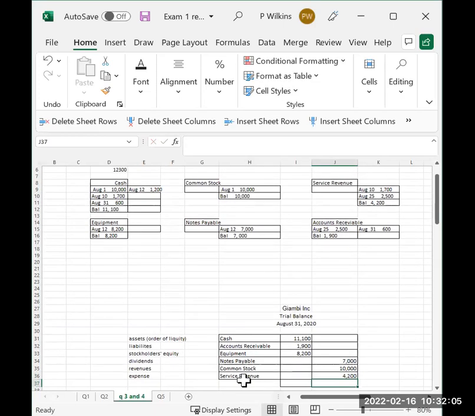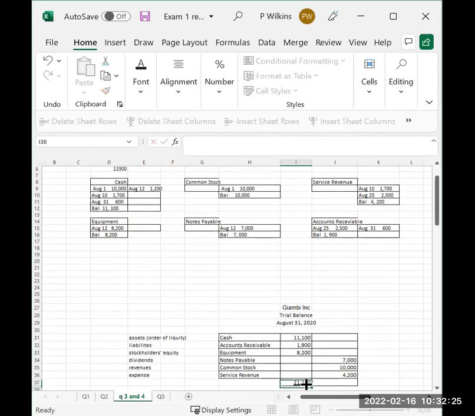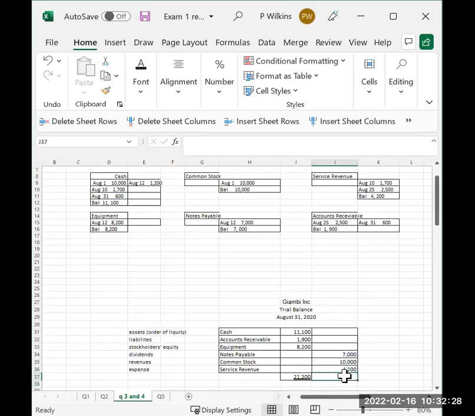Okay. We would then list expenses, but we don't have any expenses listed here, which in the real world doesn't usually happen. But there are no expenses in this problem, so then we would just total. We would total the debit column and the credit column. So we have 11,100 plus 1,900 plus 8,200. That comes to 21,200. And then for the credit column, we have 7,000 plus 10,000 plus 4,200. That comes to 21,200. So our debit and our credit columns match, and that's what we want them to do. We want them to balance each other. The debits and credits balance one another.